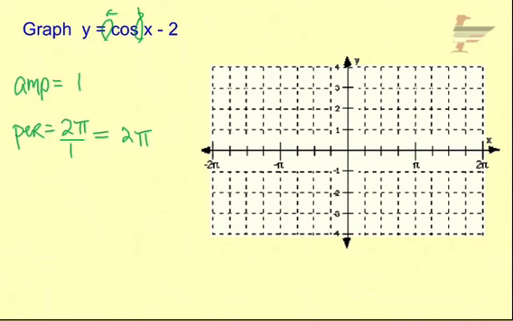And then we notice that we have this extra number off on the end right there. So that 2, which is separated by subtraction from the cosine of x, is going to indicate a vertical shift. Vertical shifts are very straightforward. A negative 2 means we will be shifting down 2 spaces.